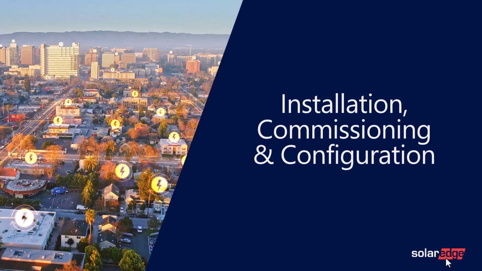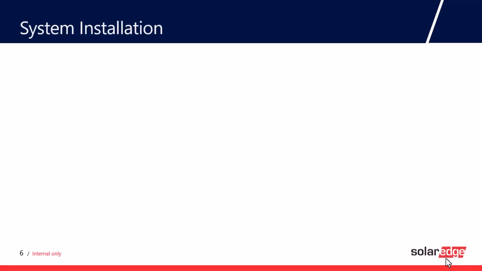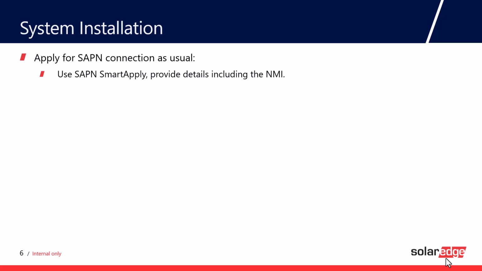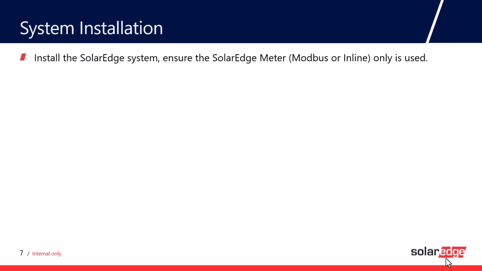So now let's look at the actual installation, commissioning and configuration process. Step one, you need to install the inverter. First thing, as most installers in South Australia will already be very familiar with, you need to apply to SAPN for the connection as usual using their Smart Apply portal. What's important here though is that the NMI number, the National Meter Identifier number, is entered correctly. Then once the approval has been granted, go ahead and install the SolarEdge system.